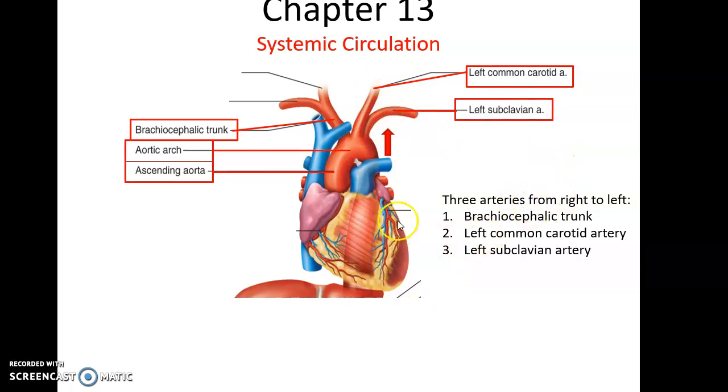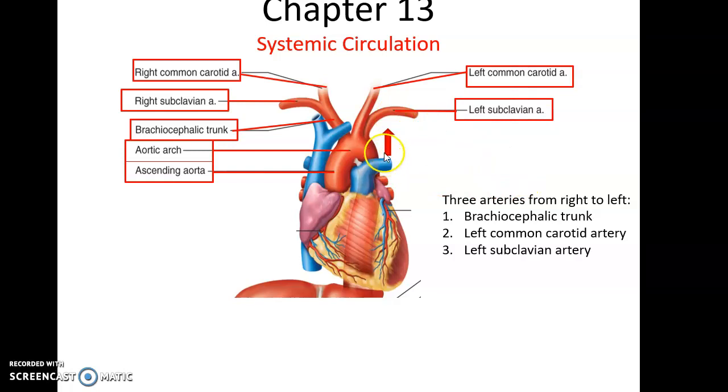So the three arteries coming off the top of the aortic arch are, from right to left, brachiocephalic trunk, left common carotid artery, and left subclavian artery. The brachiocephalic trunk will then split into the right subclavian artery going to the right arm, and the right common carotid artery going to the head.